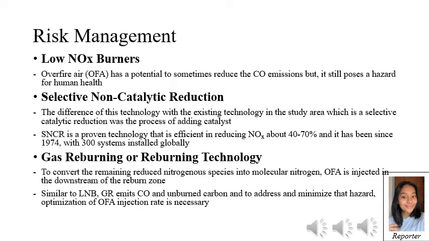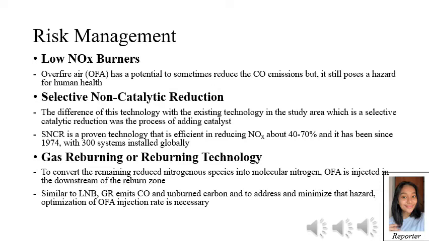Selective non-catalytic reduction technology is based on a non-catalyzed chemical process that uses an ammonia-based reagent to reduce NOx into nitrogen and water. The reaction of reagents with the flue gas components results in NOx reduction. The difference of this technology from the existing technology in the study area, which is selective catalytic reduction, is the process of adding catalyst. SNCR is a proven technology that is efficient in reducing NOx about 40 to 70%, and it has been since 1974 with 300 systems installed globally.